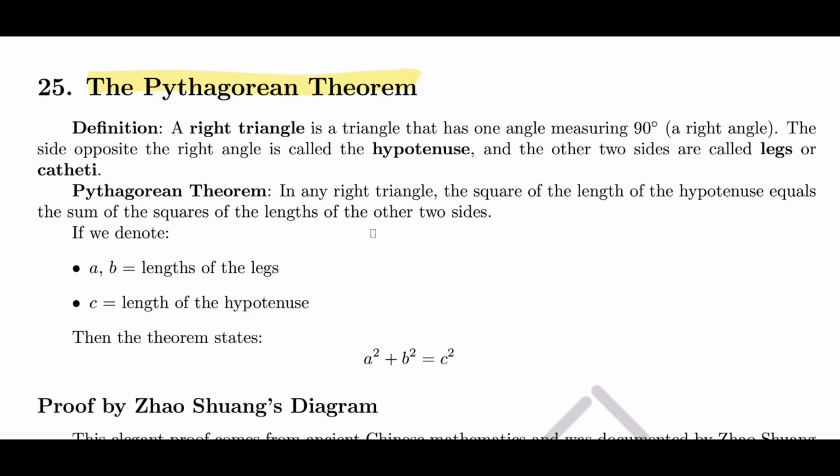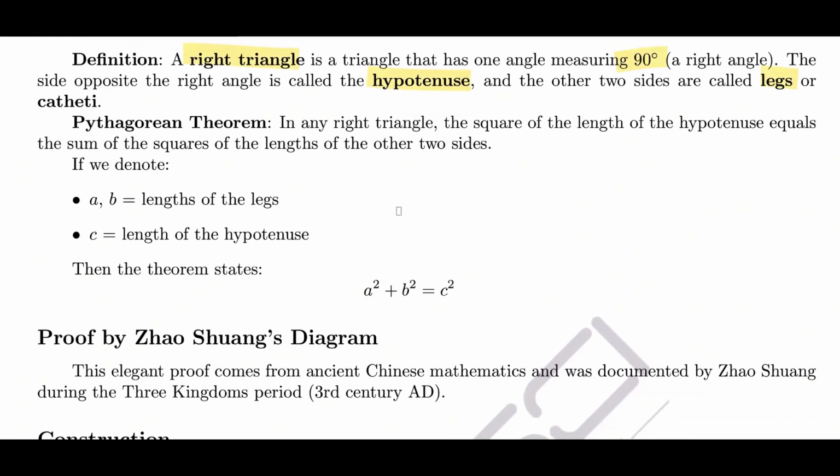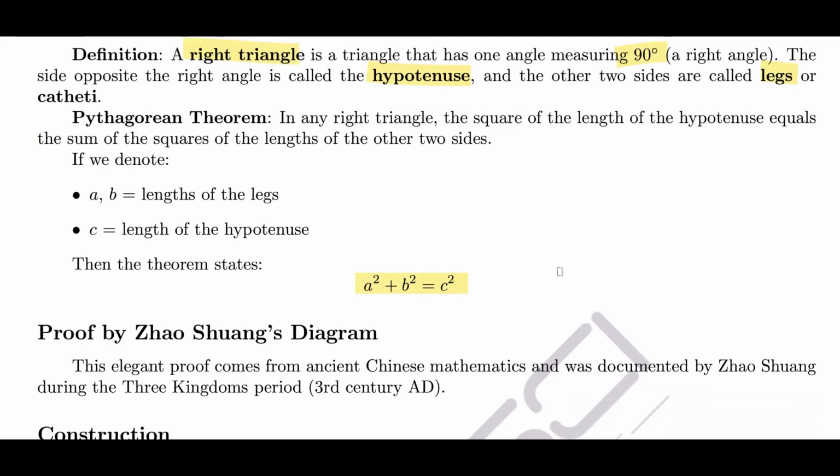First, let's make sure we are all on the same page regarding the theorem itself. By definition, a right triangle is a triangle that has one 90-degree angle. The side opposite that right angle is called the hypotenuse, and the other two shorter sides are called the legs. If we label the legs as A and B, and the hypotenuse as C, the Pythagorean theorem states that the square of the length of the hypotenuse equals the sum of the squares of the legs. In other words, A squared plus B squared equals C squared.